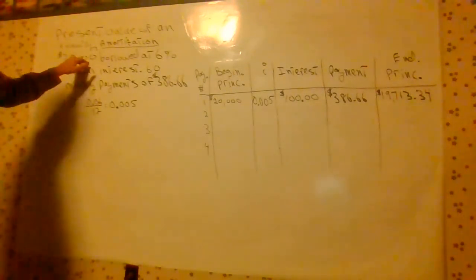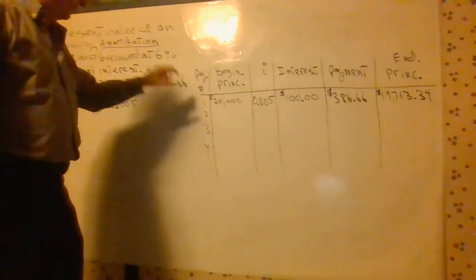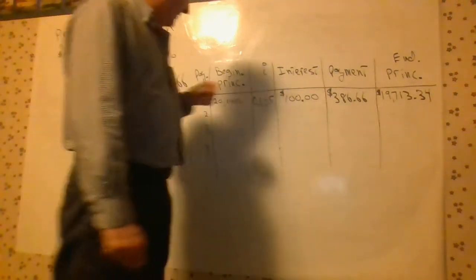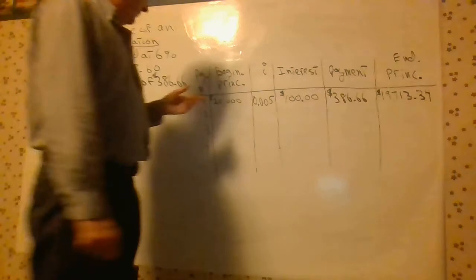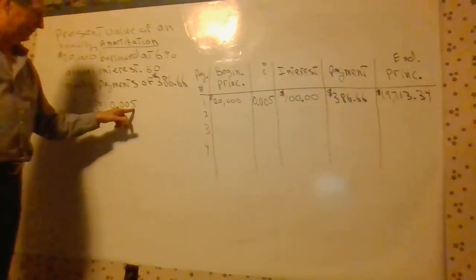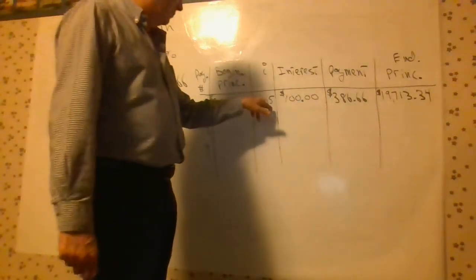We borrow $20,000 at 6% annual interest, and we're requiring 60 monthly payments of $386.66. This is what's called an amortization schedule. We start with a beginning principal of $20,000. The interest rate, 6 divided by 12, is 0.005, that's a 0.5% interest. So we can put that here.